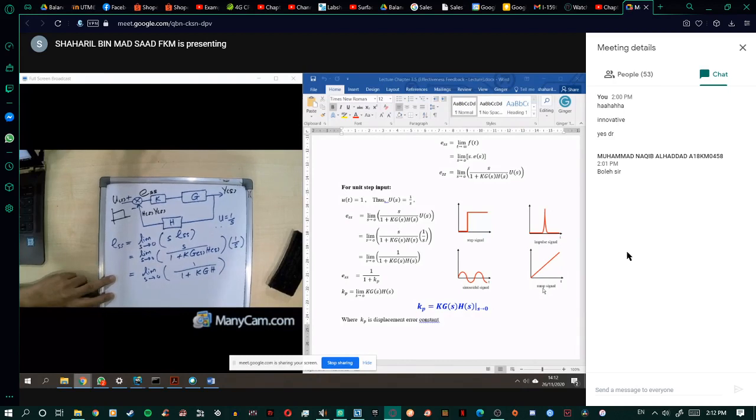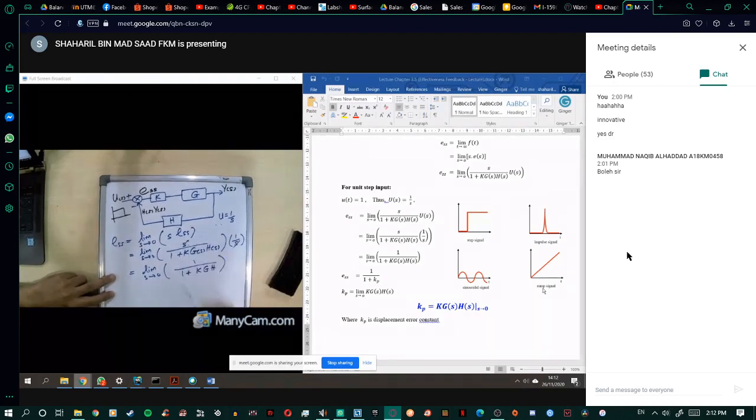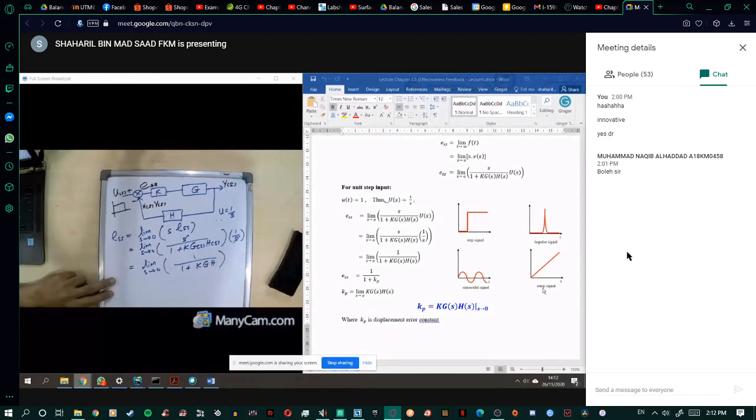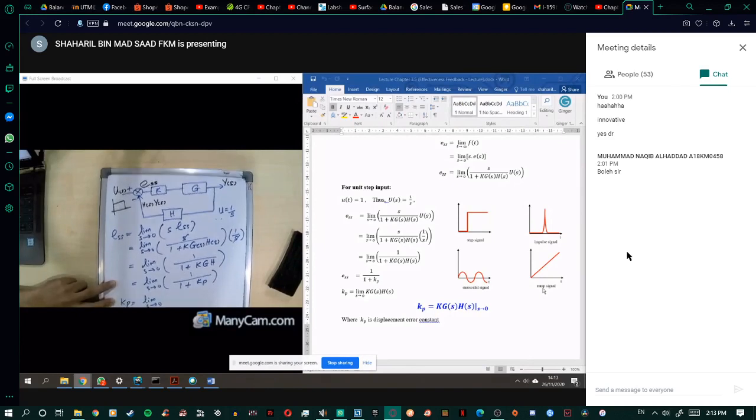Okay, let's say I don't want to write it out. So do I cancel out? Okay, you have this one. And then let's say this is the limit s going to 0 of 1 over 1 plus Kp. We put Kp, which represents the KGH here. So you have Kp as the limit s going to 0.